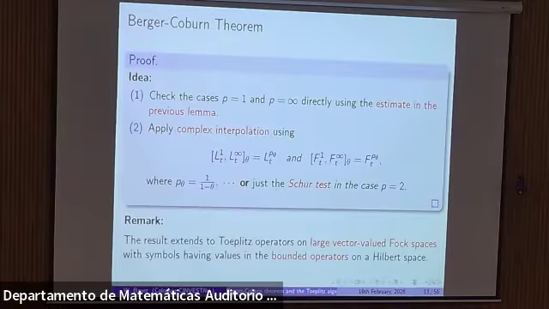Okay, there is one extension of this result which might be interesting, to what I call Toeplitz operators on large vector valued Fock spaces. So these are Fock spaces of entire functions which have values in a Hilbert space themselves. And then the symbols of the operators are not scalar valued functions, but operator valued functions. And these operator valued functions might also be unbounded, and you may wonder when the corresponding operator is bounded, and you can precisely, at least in the case p equal 2, generalize this to this setting.